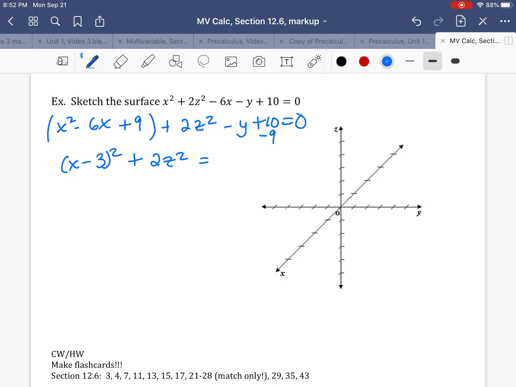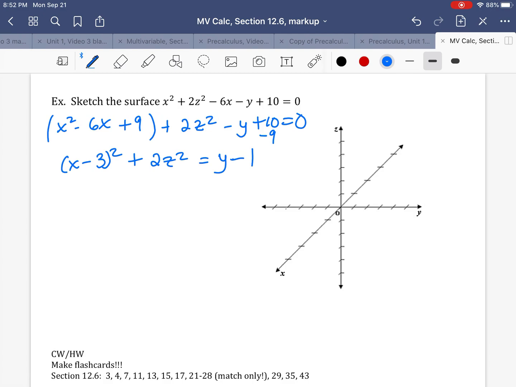And let's put everything else on the other side. Y is kind of the oddball here because he's not squared. So that's going to tell us something. And I've got y, which would be a 1 there, but it's going to be a minus 1 right here. All right, so let's do a little bit of vertex work here.